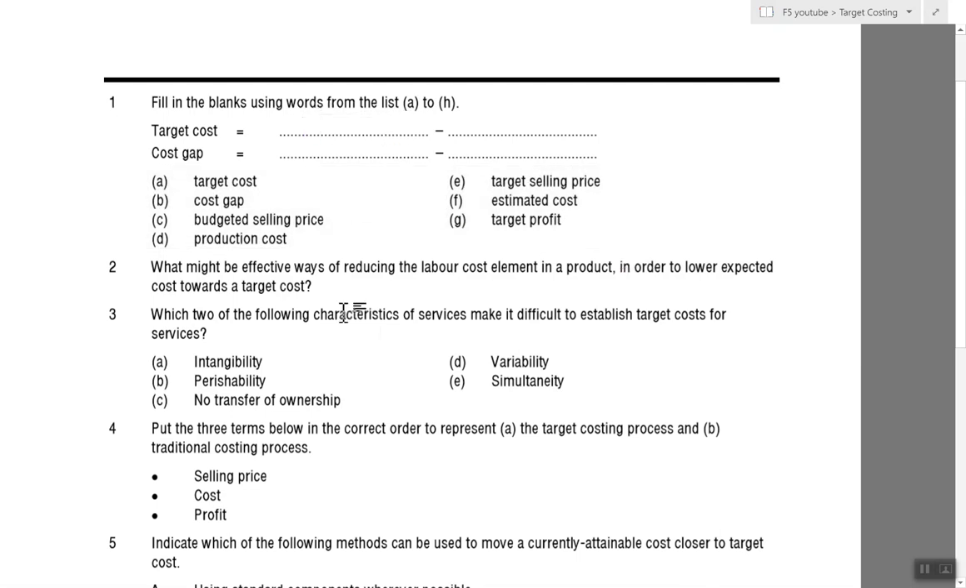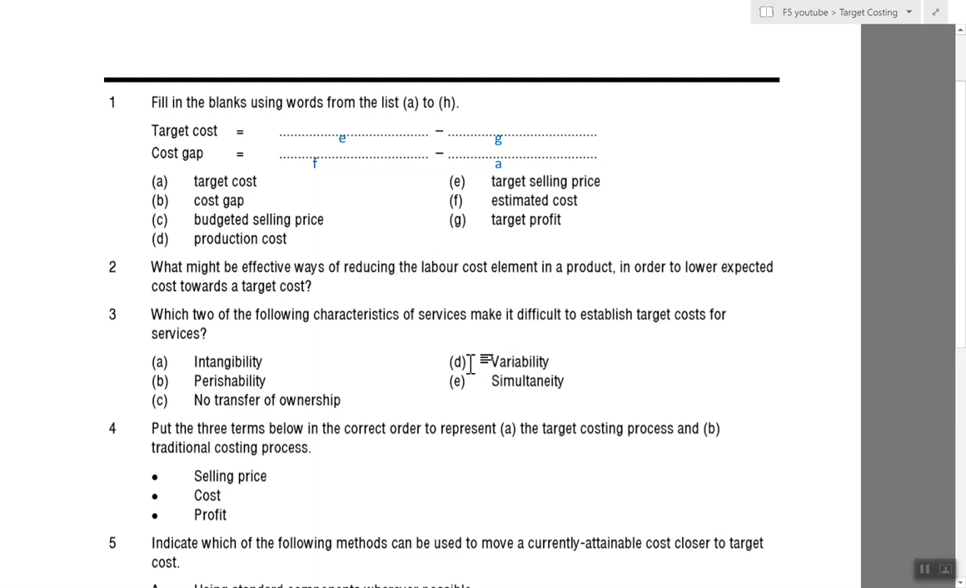Okay, target cost. How do you find target cost? It is the target selling price minus the target profit. So we have target selling price and the target profit. Cost gap. Remember, the difference between estimated cost and target cost. Estimated cost and target cost, which is F and A.